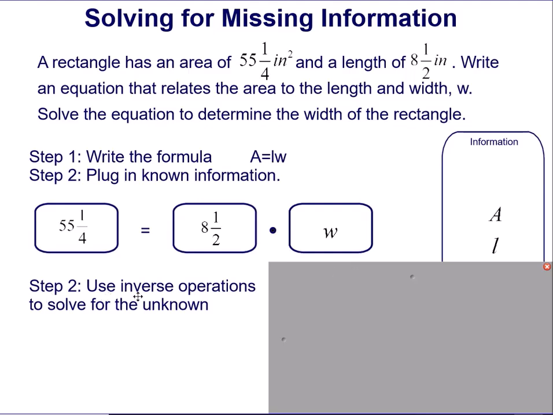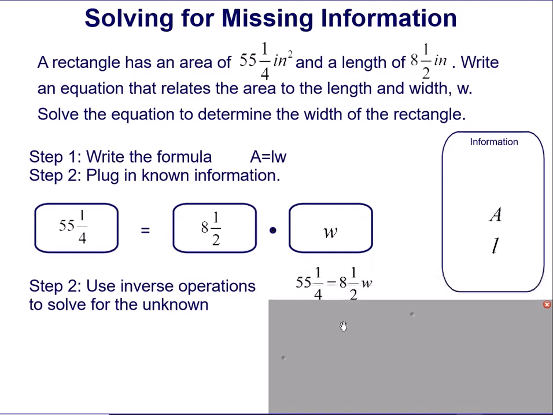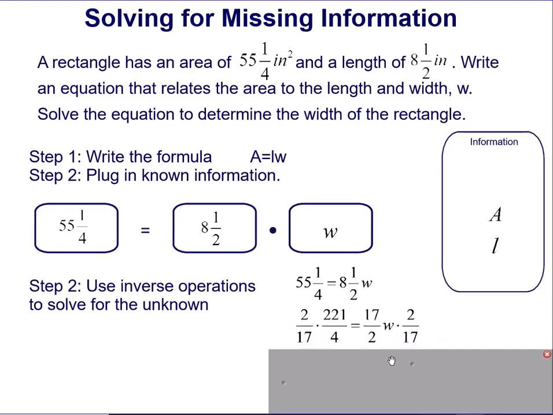So in step 3, I use inverse operations to solve for the unknown. So I end up with 55 1/4 equals 8 1/2 W. 8 1/2 W means 8 1/2 times W. The inverse of multiplying by 8 1/2 is dividing by 8 1/2. So I'll convert them to improper fractions, and then I'll multiply by the inverse, which is the same as dividing.